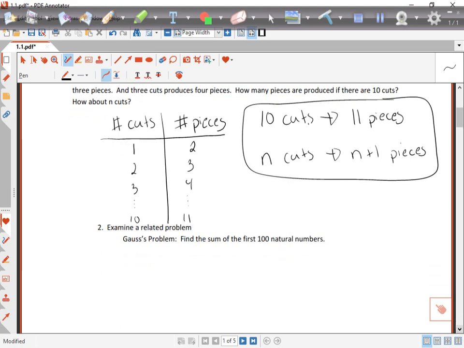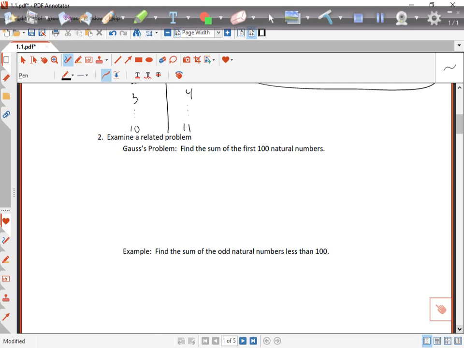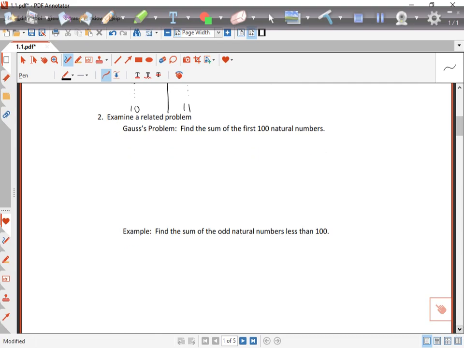Okay, the next one is examine a related problem. So before we look at the problem, we're going to talk about Gauss's problem. Gauss was a mathematician. When he was in elementary school, his teacher thought that he would keep the students busy and asked them to find the sum of the first 100 natural numbers. But to his surprise, Gauss figured this out in just a couple of minutes. And this is what he did.